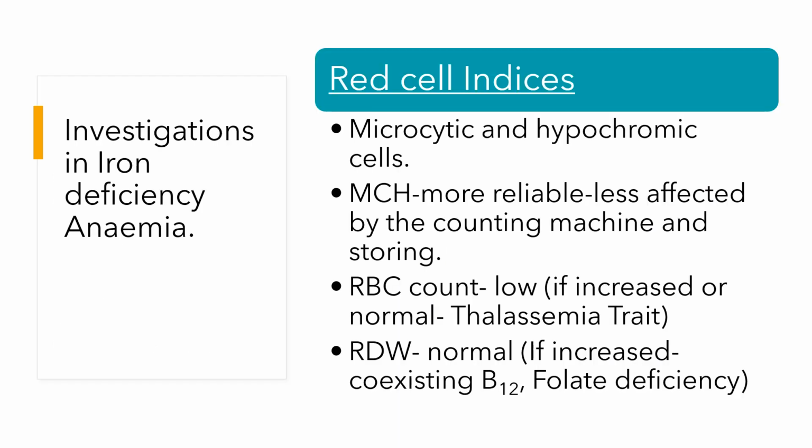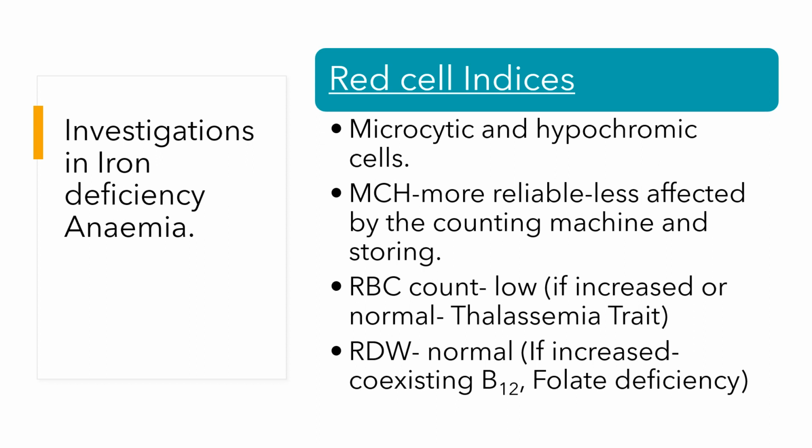So what do you see in red cell indices? Usually they get microcytic and hypochromic cells, and MCH is the most reliable investigation because it is less affected by the counting machine and storing of blood. And the RBC count is low because there are no raw materials to produce red cells. And if the RBC count is increased, that is indicative of thalassemia trait.